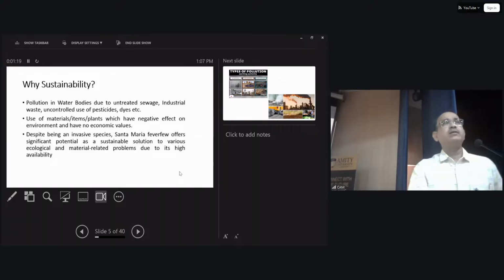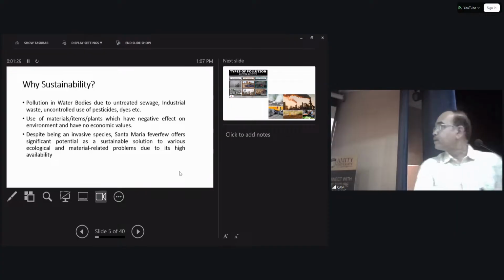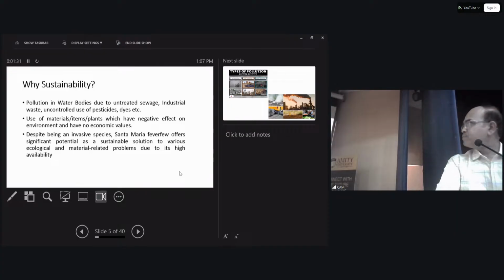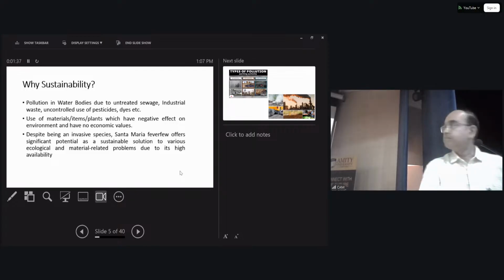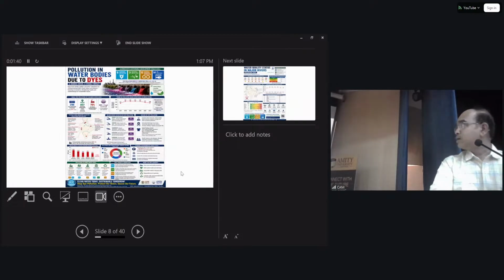Why sustainability? Sustainability has been a buzzword for the last few years. There is pollution in water bodies due to untreated sewage, industrial waste, and uncontrolled use of pesticides, dyes, etc. Materials, items, and plants which have a negative effect on the environment and no economic value can be used for this problem. I am not going to deal with types of pollution. Now, the pollution in water bodies due to dyes. Dyes are used in various places.